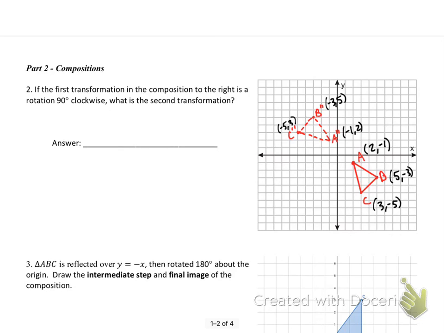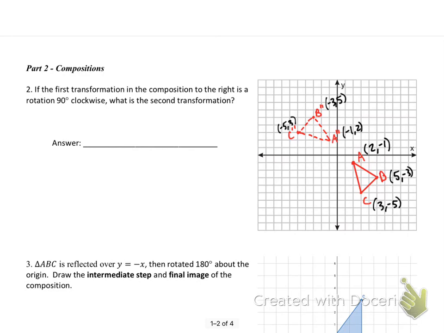So if the first transformation in this composition is a 90-degree clockwise rotation, well, the first thing you're going to want to do is do that 90-degree clockwise rotation. You're starting with your triangle ABC, because that's your pre-image. Do that clockwise rotation around. Once you've done that, you might want to draw it on the graph. Then you should be able to visually check and see what is happening to go from your A prime, B prime, C prime, that intermediate step. What is the last step that's required in order to make it map onto the double prime? Does that make sense?